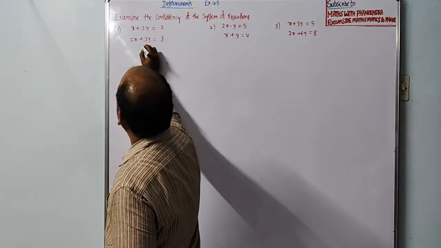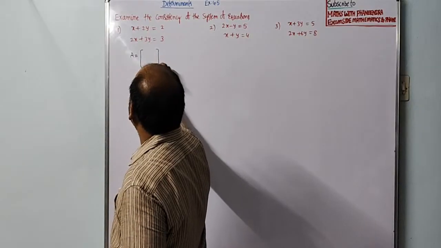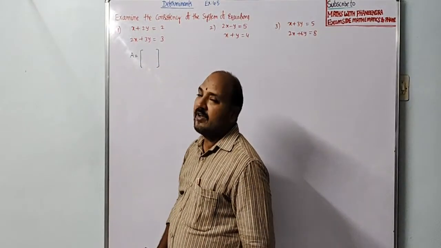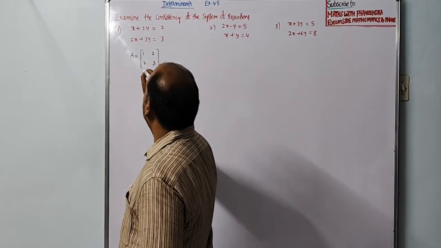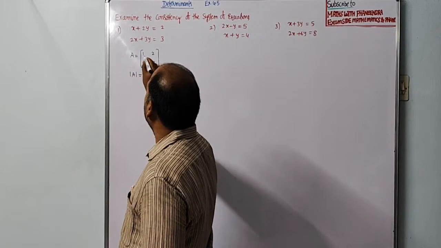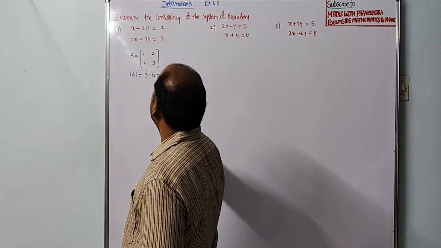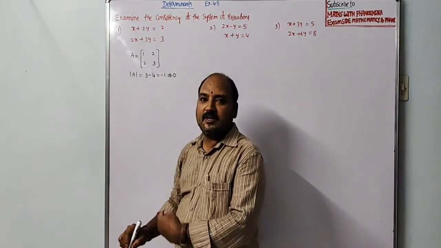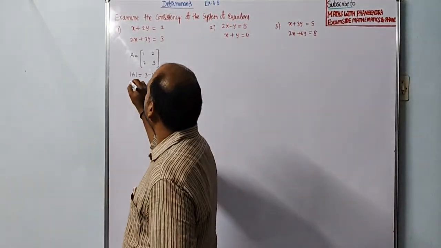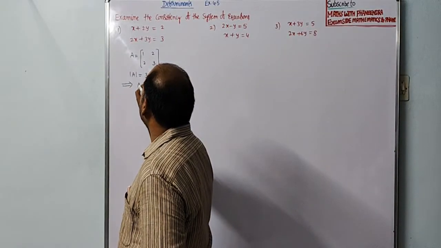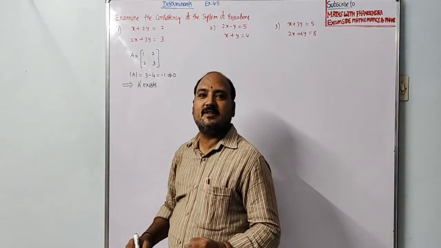From this A matrix, that means the coefficient matrix, what are the coefficients of x and y in both the equations? 1, 2, 2, 3. So find the determinant of A, that is 1 into 3 minus 2 into 2, which is 4. Minus 1 is not equal to 0. Det A not equal to 0 means inverse exists. Whenever A inverse exists, a solution will be there.